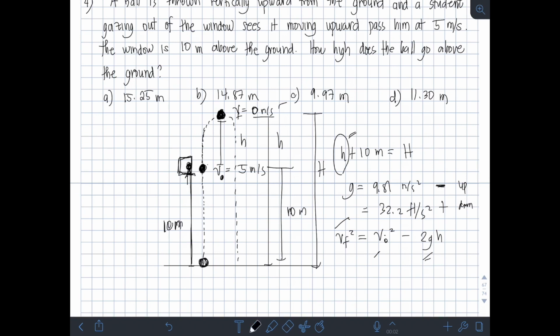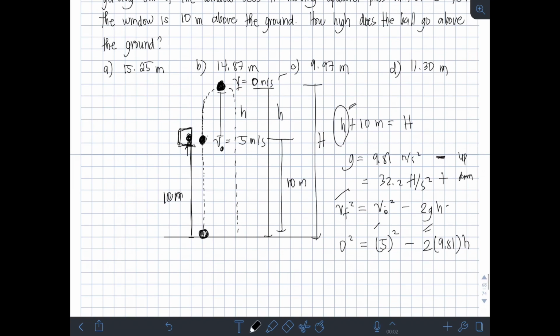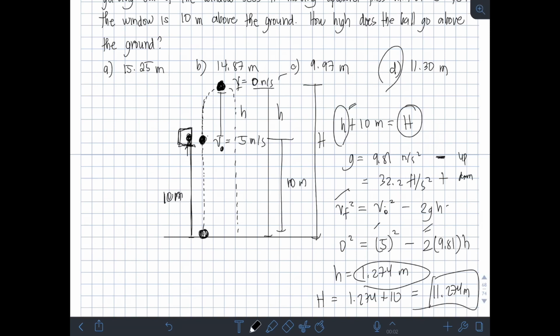Okay, substitute natin. So, Vf squared is 0 squared equals V naught squared, initial velocity is 5 squared, minus 2 times G is 9.81 meter per second squared, then times H. So, solving for h, ang makukuha nating value dito is 1.274 meter. So, para makuha yung pinaka height na na-reach ng ball, maximum height, idagdag lang natin to ng 10. So, height capital H is equal to 1.274 plus 10 or 11.274 meter. So, the answer is letter D, 11.3.